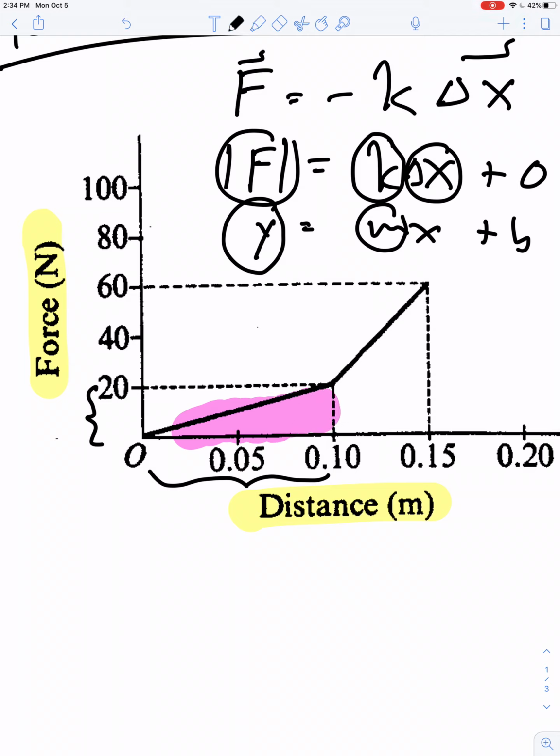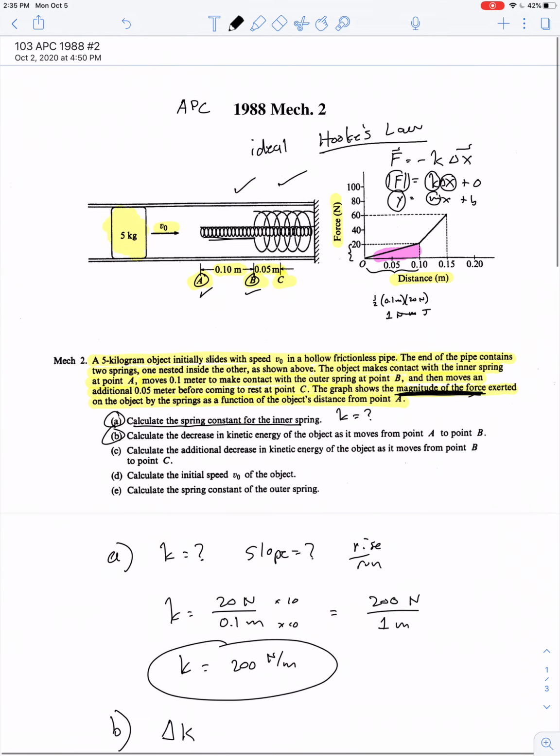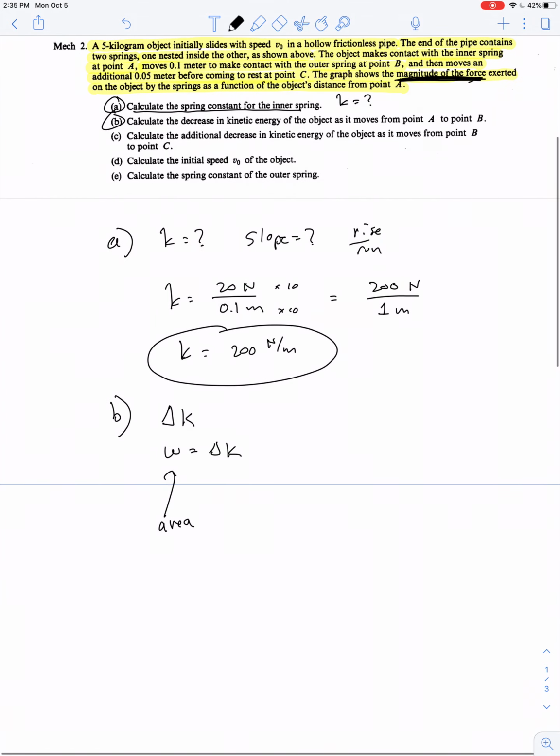That's a triangle, 1/2 base times height. So 1/2 times 0.1 meter times 20 newtons. That's equal to 0.1 times 10, which is 1 newton meter. But a newton meter is the same thing as a joule. So the decrease in kinetic energy as it moves from point A to point B is 1 joule.